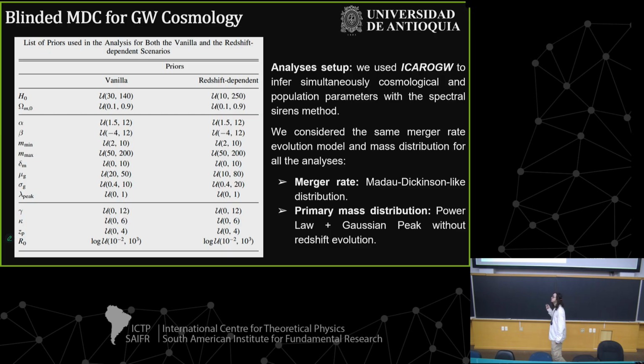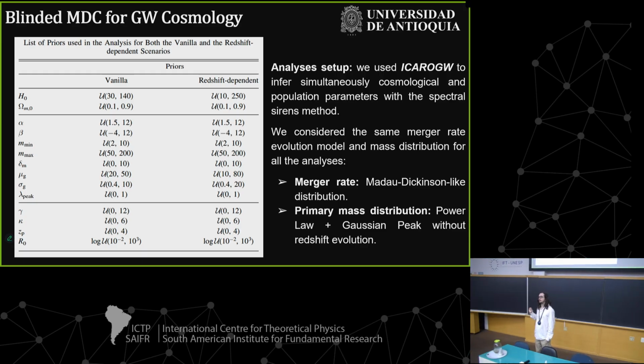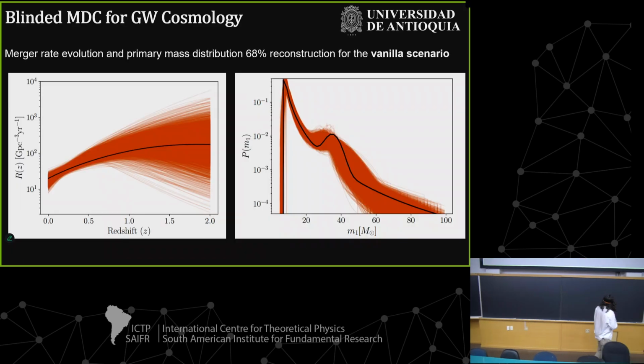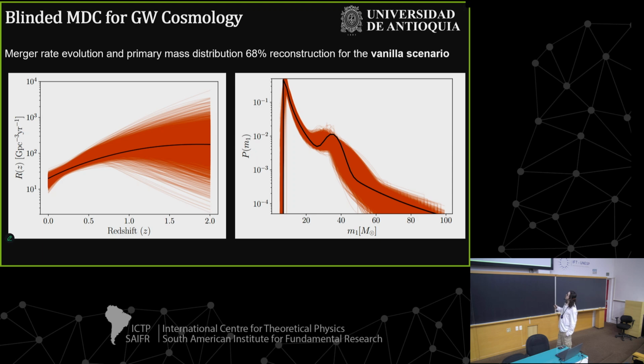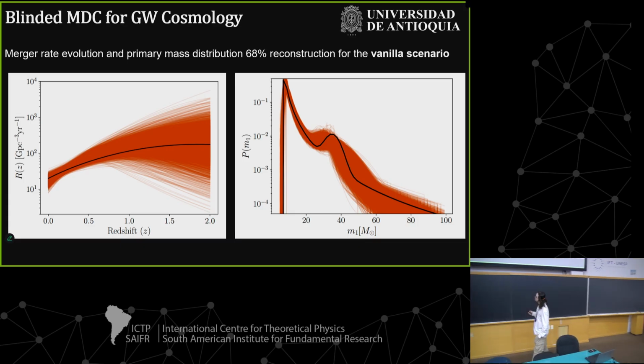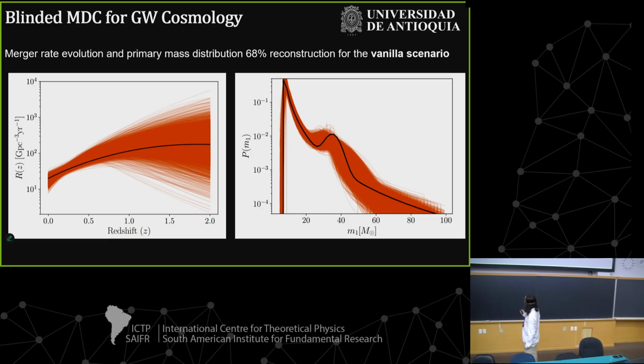So using this prior, the results were not very good, so the analysis was done again with a larger prior, and in that case, the results were a little bit better. So these are the estimations of the merger rate and the primary mass distribution for the vanilla case. These curves in orange represent the 68% reconstruction of these distributions coming out from the posterior samples.